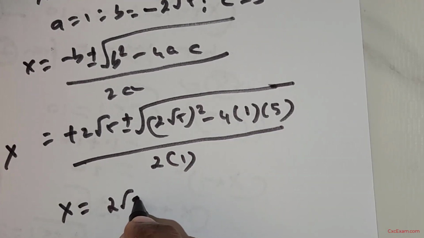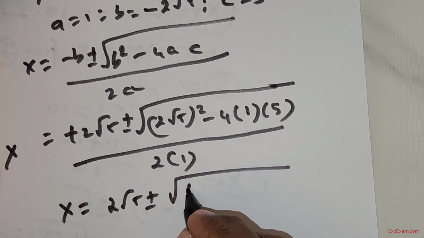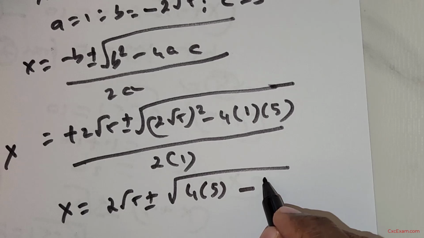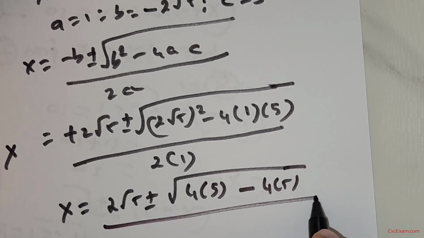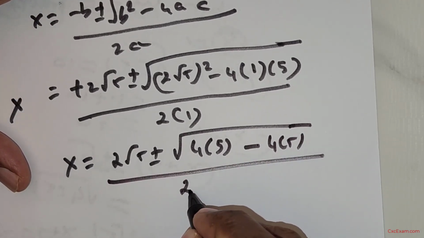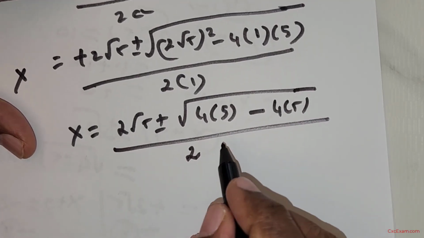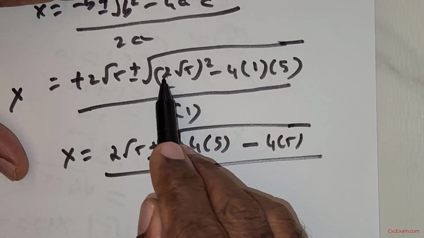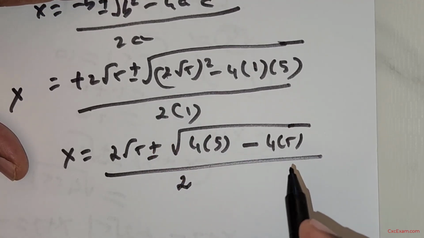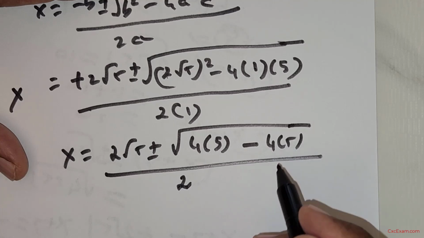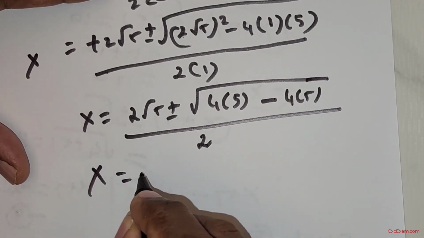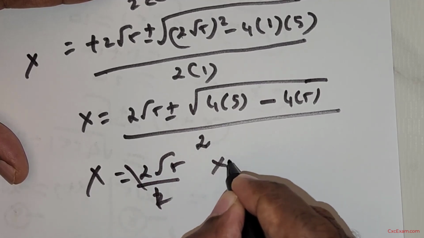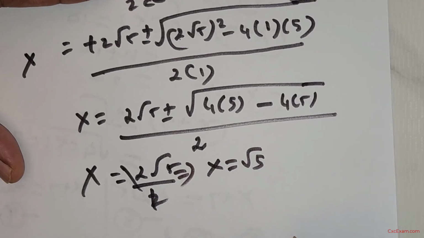So x is equal to 2 times root 5 plus or minus root of 4 times 5 minus 4 times 5, divided by 2. So this value turns out to be really nice. 2 squared is 4 multiplied with 5, 4 times 5 is 20, minus 20. So they vanish. So x is equal to 2 times root 5 divided by 2, the 2 gets cancelled. This means my x is equal to root 5.